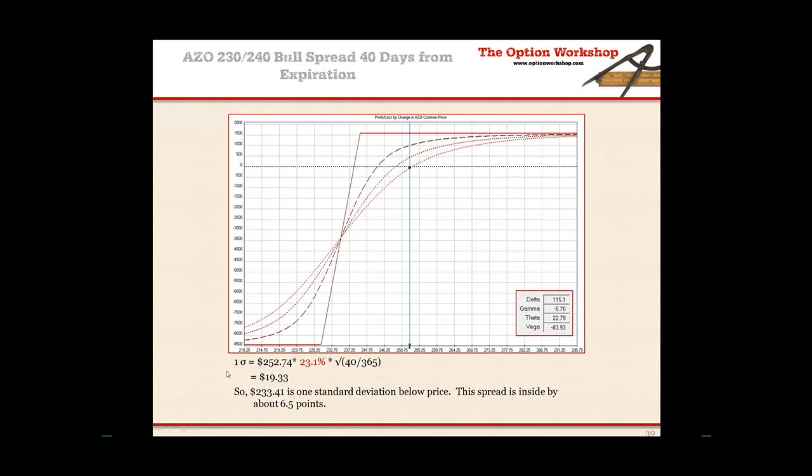Let's get going then. When we left off last time, we showed how our AutoZone vertical spread example was inside of our 1 standard deviation mark, in that our 240 strike, our short call, was inside of our standard deviation, which we calculated at 233.41. Let's talk about why we did that.